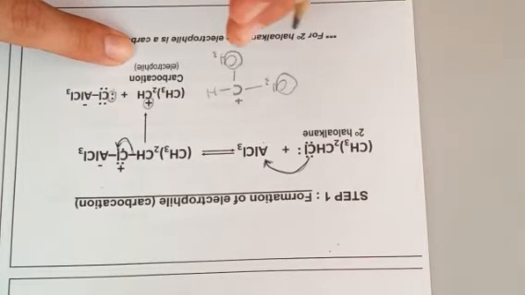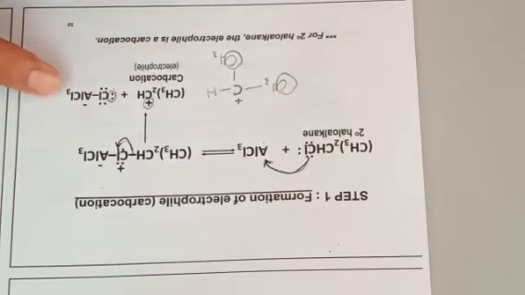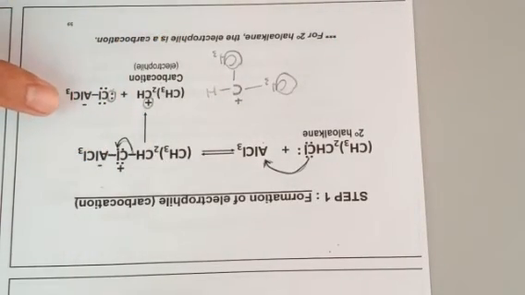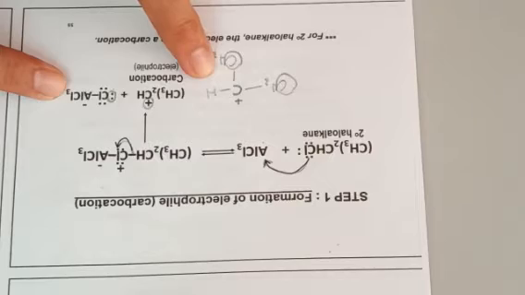Because we are forming a quite stable carbocation, that's why in step 1 the electrophile will be in the form of a carbocation. That's the reason why we form a carbocation.